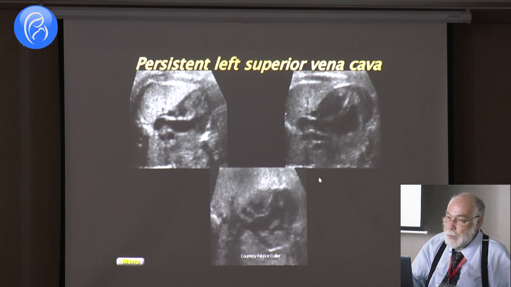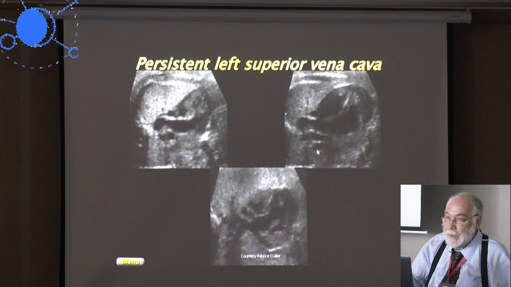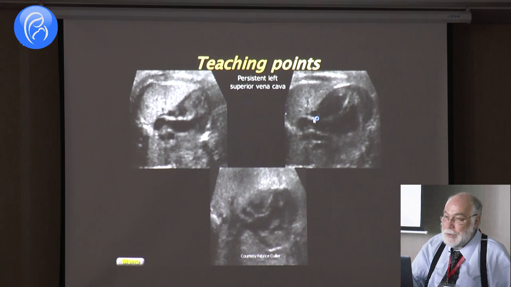Where's the spine? The spine is here. This is the apex. Which ventricle? Left ventricle. This one? Right ventricle. What is this vessel? This one? This one? And this one? Exactly. Very good. So this is a persistent superior vena cava.